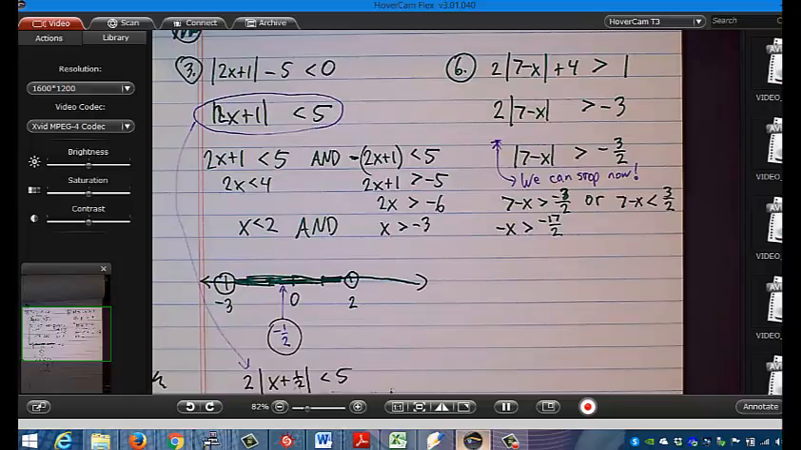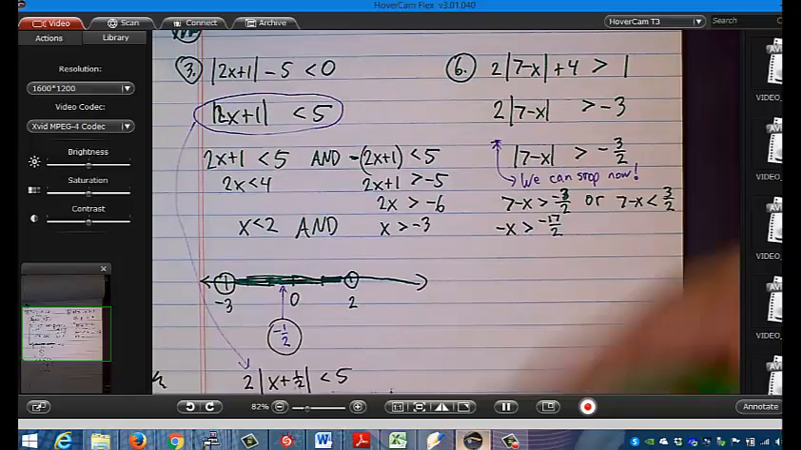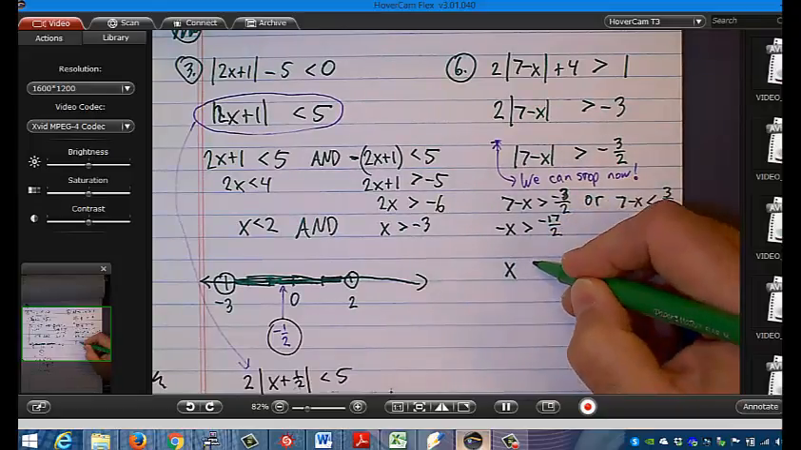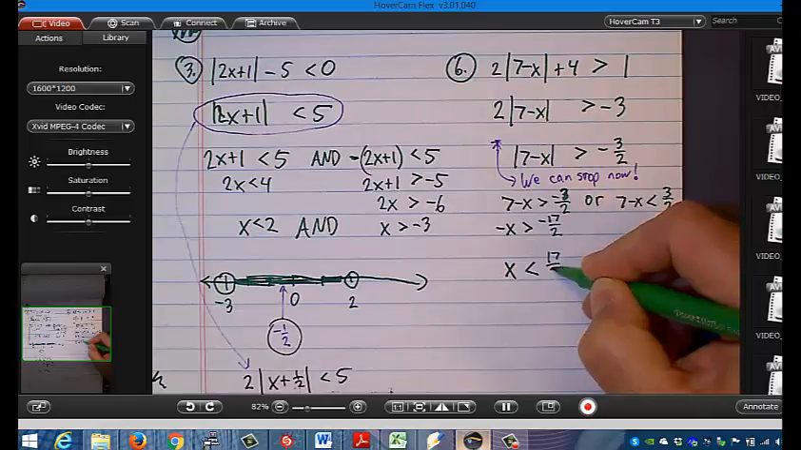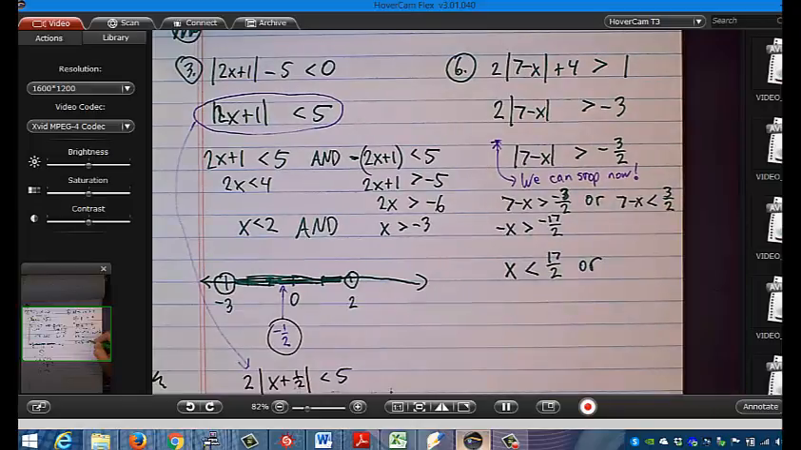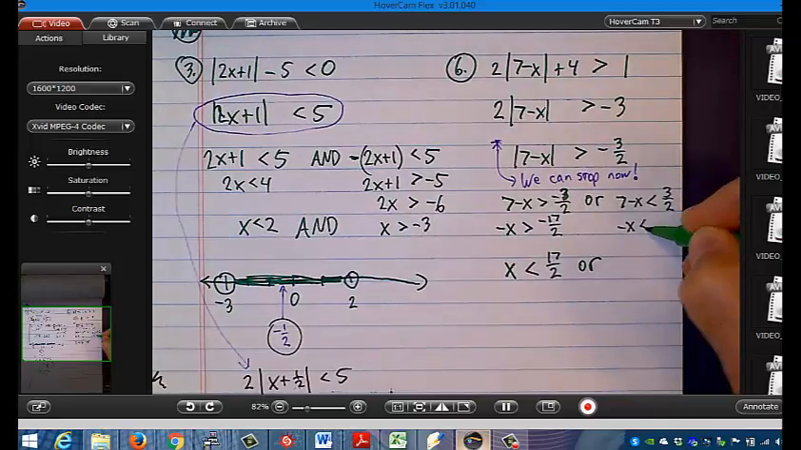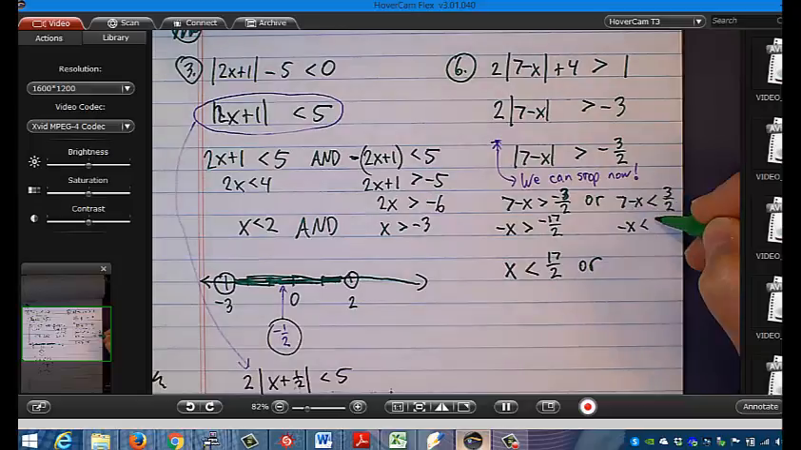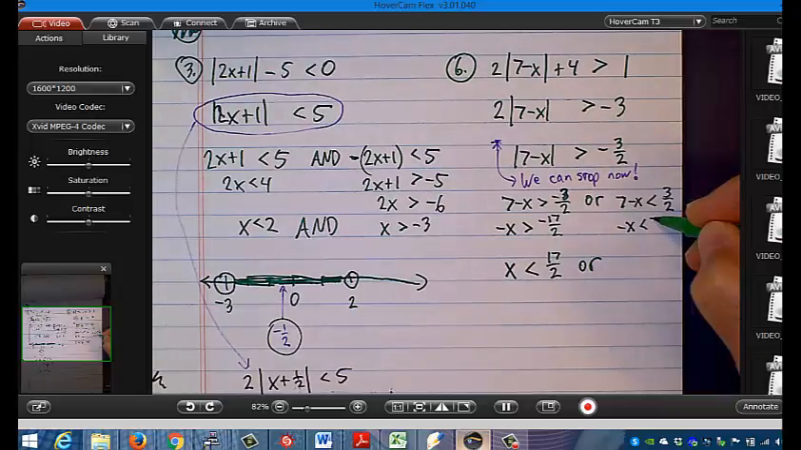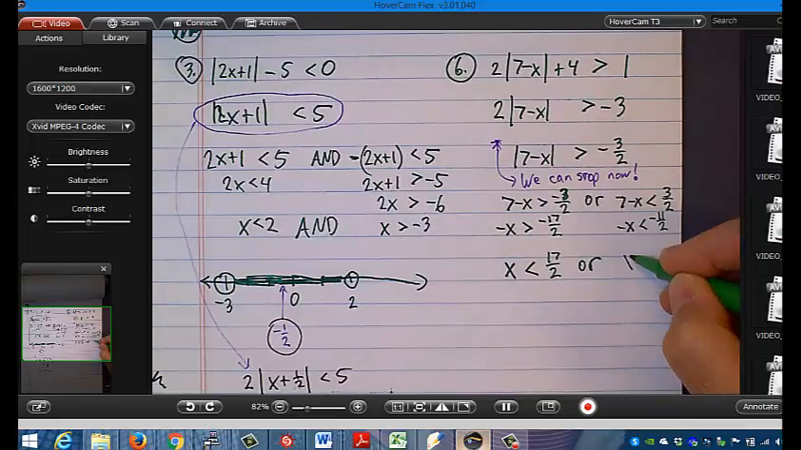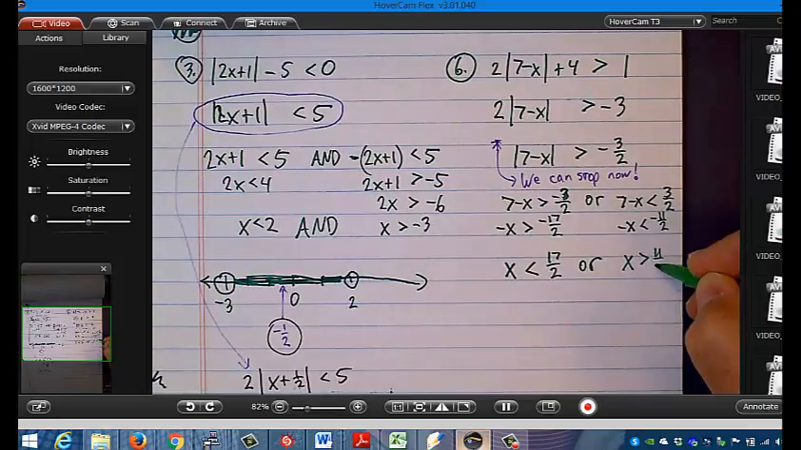What do you do next? Multiply both sides or divide both sides by negative 1. And when I do, I have to remember, okay, so I get x is less than 17 halves, or, and I'll work quickly through the other part. Let's see. Negative x is less than 3 halves minus 14, so I get negative 11 halves. I'm going to do the same trick, and I'm going to get x is greater than positive 11 halves.